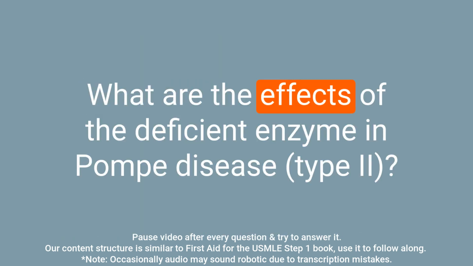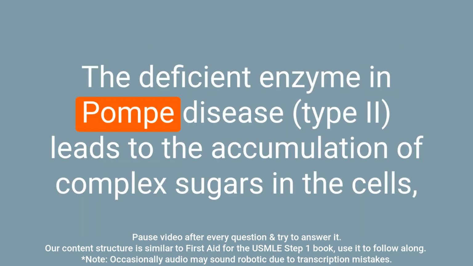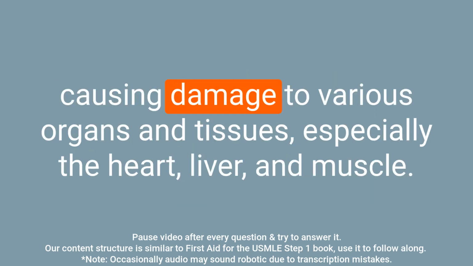Question: What are the effects of the deficient enzyme in Pompe disease? Answer: The deficient enzyme in Pompe disease leads to the accumulation of complex sugars in the cells, causing damage to various organs and tissues, especially the heart, liver, and muscle.